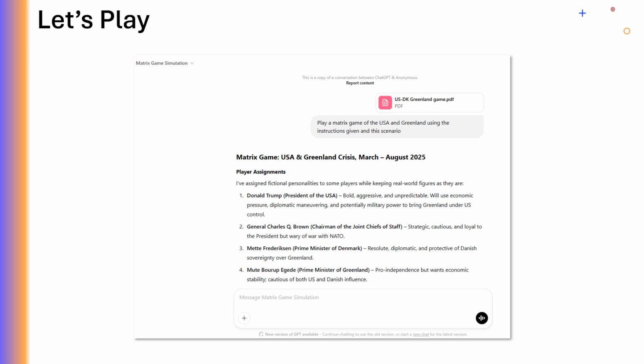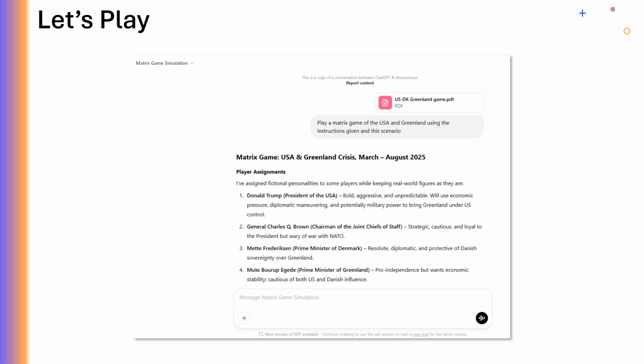At the end of the game, we get a summary of the whole game. And within my description of a Matrix game, I've asked it to actually score each player on a -5 to +5 scale in terms of how well they achieved their objectives. And so ChatGPT gives me that summary.